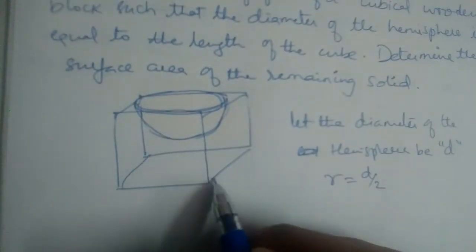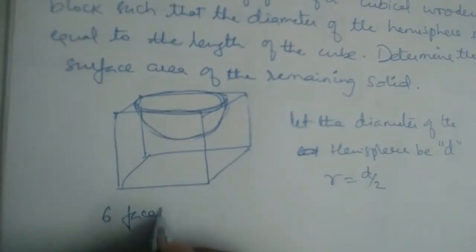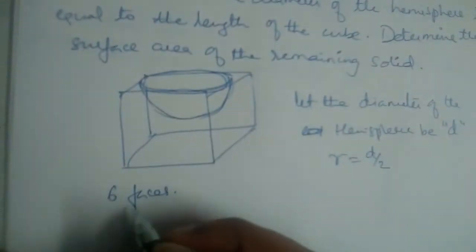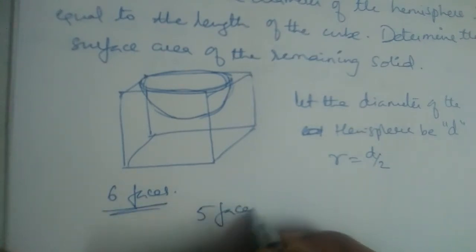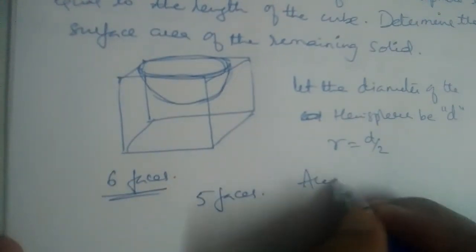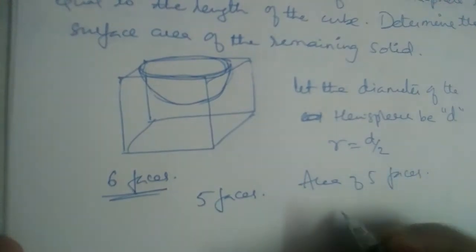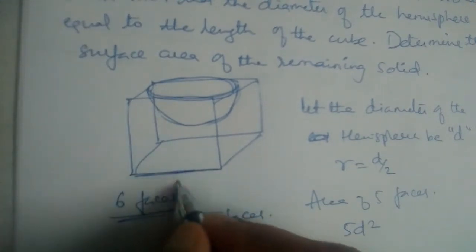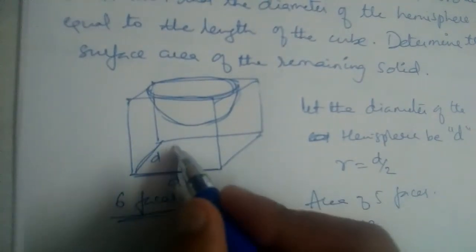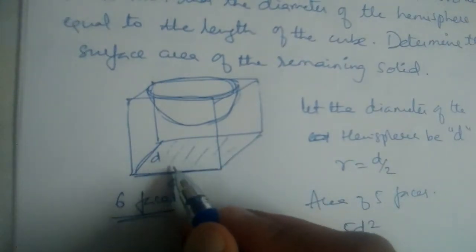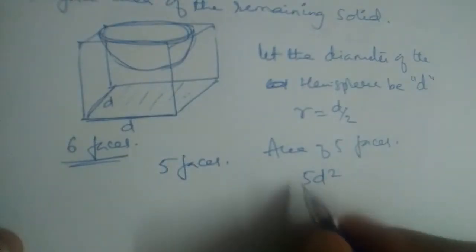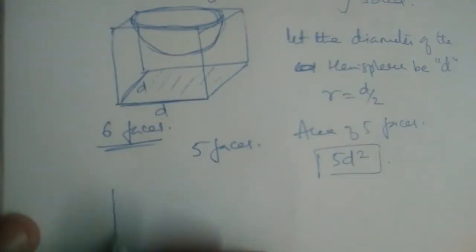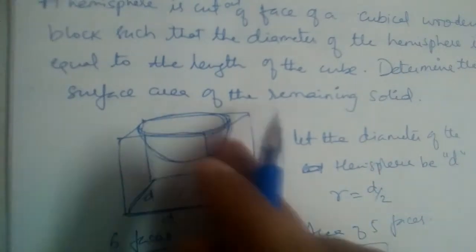See, this cube first had 6 faces, right? Now one hemisphere is carved out of one face. That means how many faces are remaining now? 5 faces are remaining, right? So area of the 5 faces will be equal to 5d square, because each edge is d, so area of this base will be d square. So like this we'll have 5, so 5d square.